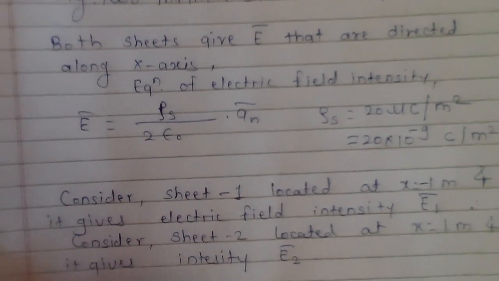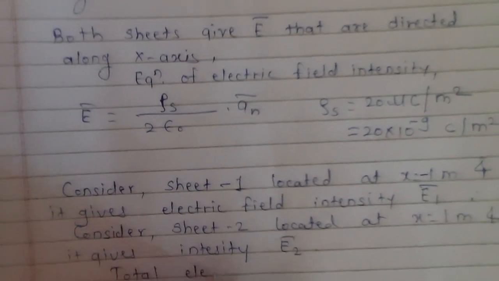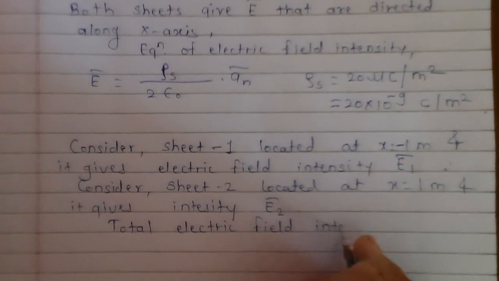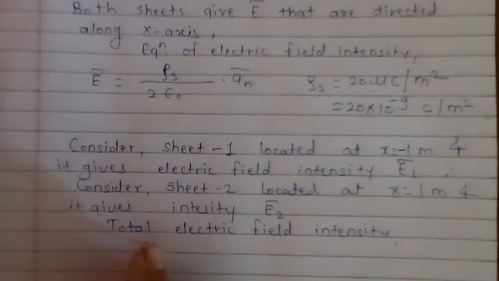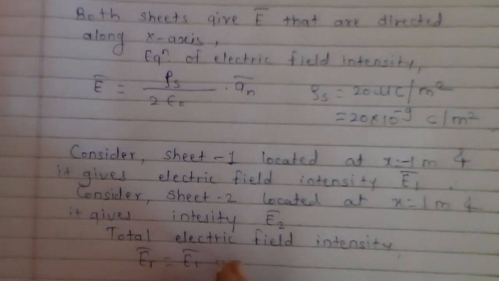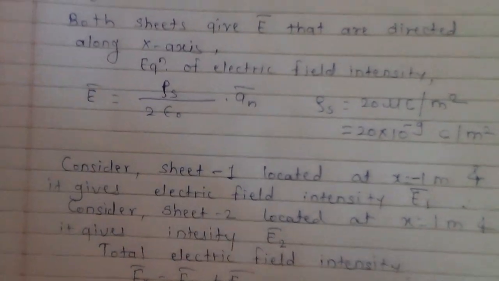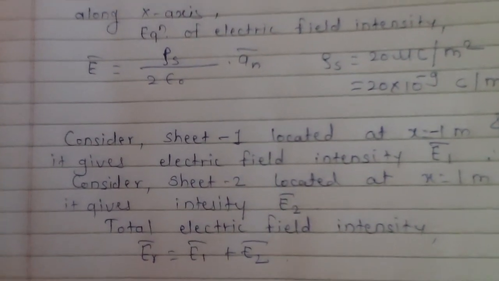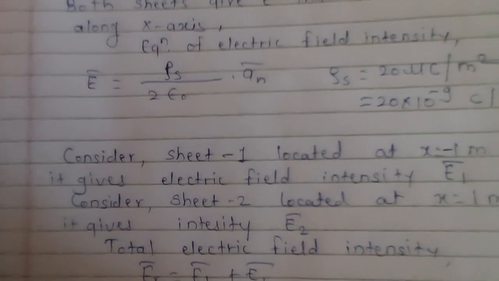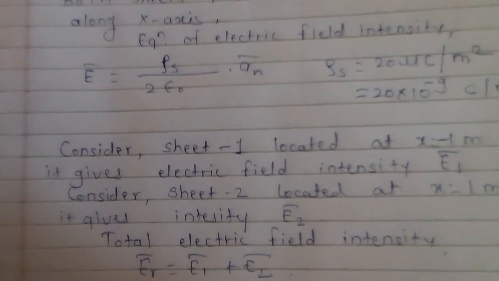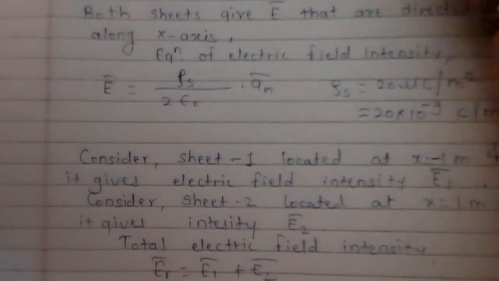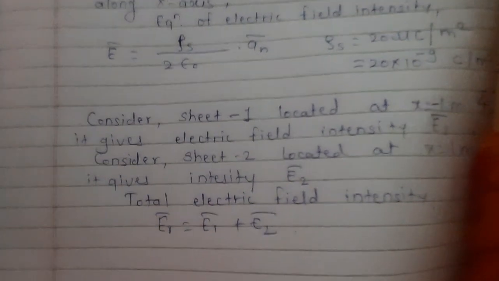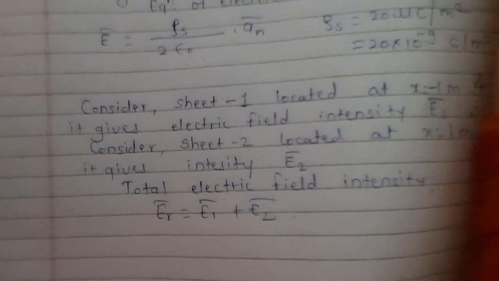So the total electric field intensity is E bar is equal to E1 bar plus E2 bar. Now we have discussed already that the electric field intensity is independent of the distance. There are some simple rules to decide the direction. The direction of A n bar is always perpendicular to the given surface charge density. So in this case, the x-axis is perpendicular to the given surface.